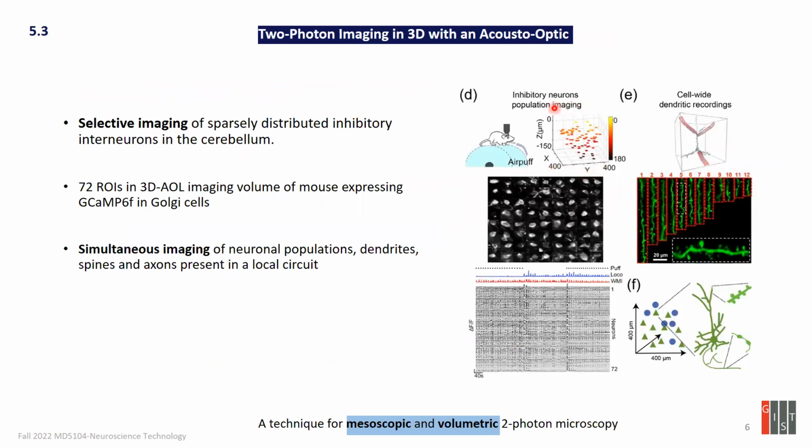Here we have 72 regions of interest, and by putting them together into one image, we have simultaneous imaging of neural populations, dendrites, spines, and axons. So it means that this technique is good for mesoscopic and volumetric two-photon microscopy, as we can also see here.